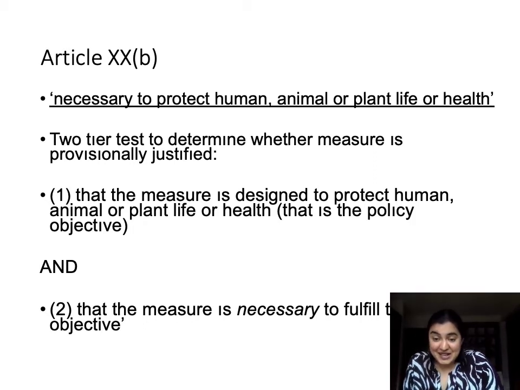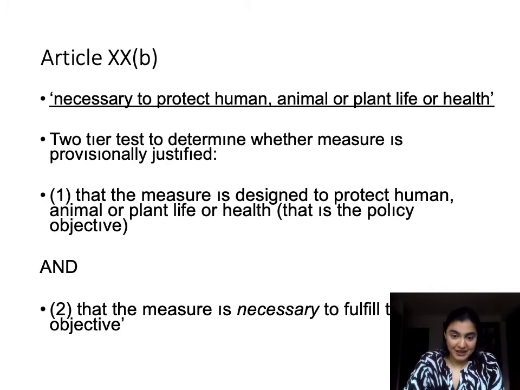And it has a two-tier test. This is the two-tier test. The first tier, or the first requirement that you have to satisfy, is that the measure is designed to protect human, animal, or plant life or health. So the measure must be aimed at the protection of life or health. That must be the policy objective of the measure. And second, the measure must be necessary to fulfill the objective of the measure. So let's have a look at the first element and then the second element.